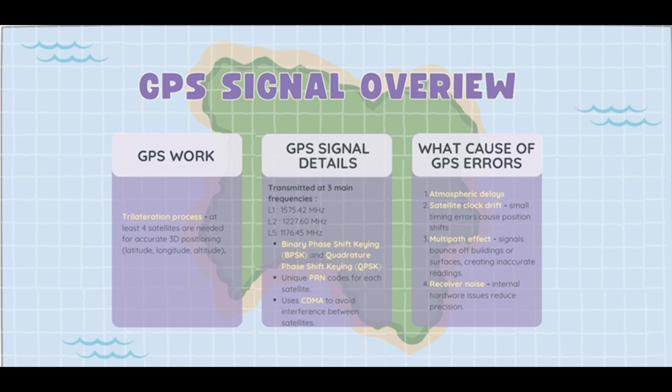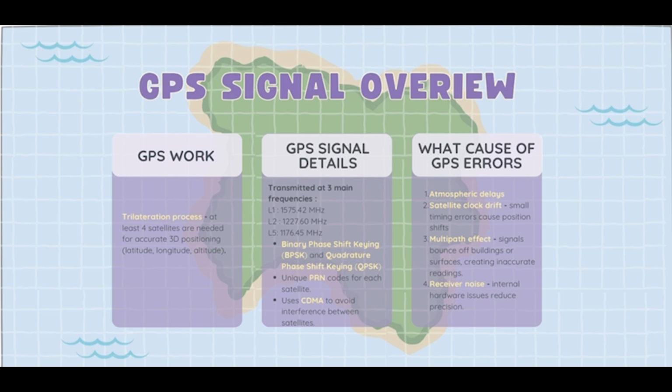Now, let's take a look at how GPS works and why it sometimes fails. GPS works based on trilateration. This means the receiver uses signals from at least 4 satellites to calculate your 3D position, such as latitude, longitude, and altitude. These signals are transmitted on 3 main frequencies, L1, L2, and L5. They use modulation techniques like BPSK and QPSK and are also encoded with a unique PRN code so that signals from different satellites don't interfere with each other.